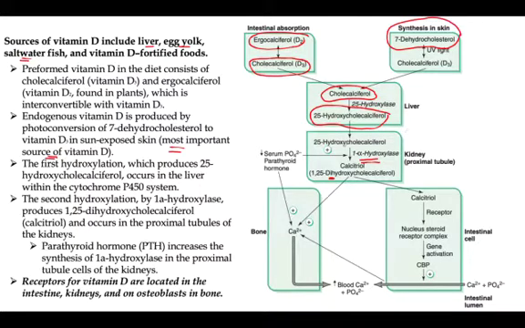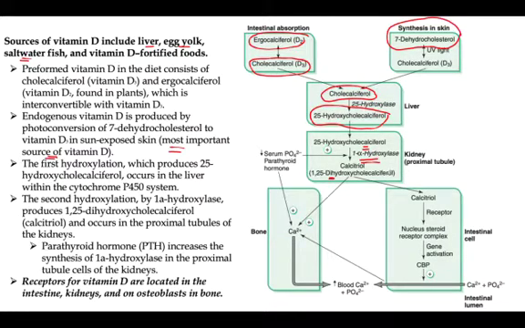And as I told you, this particular enzyme is regulated by the parathyroid hormone, which actually increases the synthesis of 1-alpha-hydroxylase. Therefore, parathyroid hormone facilitates the conversion of 25-hydroxycholecalciferol to the active 1,25-dihydroxycholecalciferol.